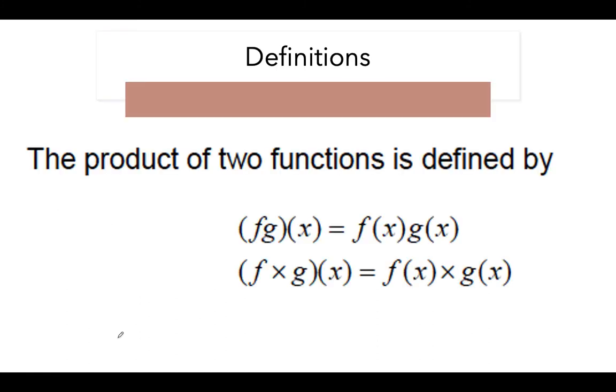Let's go over the definitions of the product of two functions. As you can see, when fg is together with the input of x, you could separate it into two different functions, f(x) times g(x). So you could put it together right beside the letter, or you could put a multiplication sign. It means the same thing.